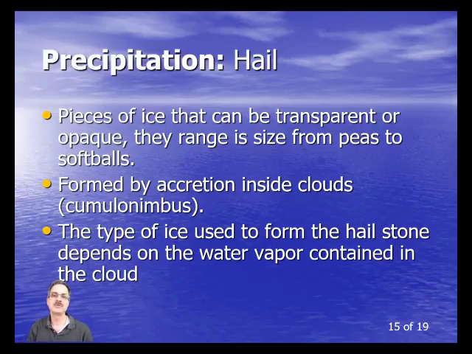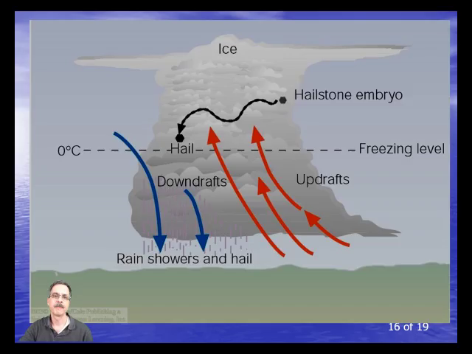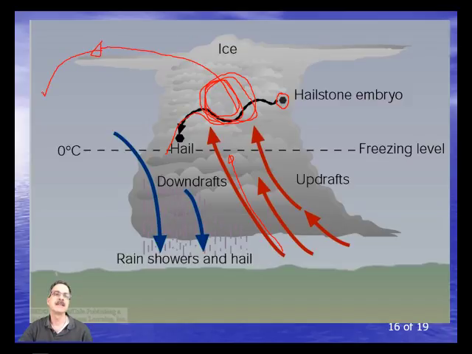The type of ice used to form the hailstones depends on the water vapor content in the cloud. What usually happens is that you get these strong updrafts. It holds the hailstones in the air longer, and sometimes you can get them to be larger and larger as they're held up in the updraft. And then they get too heavy, they'll fall out, and we'll get hail this way. Sometimes they can get such a strong updraft that they're shot out the back and land in a place where there's no storm going on.